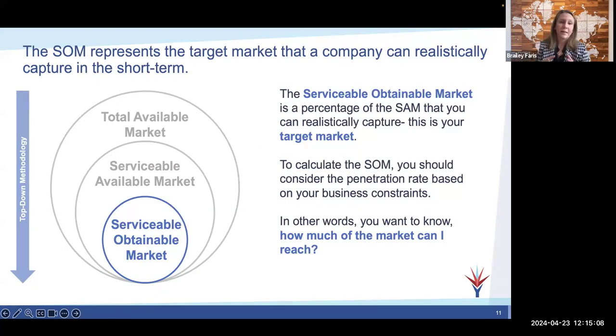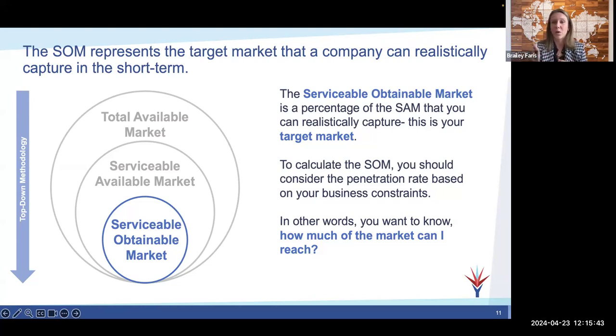And then finally, we get to the SOM, which is the target market that a company can realistically capture in the short term. In comparison to the SAM, which is the market that you can capture based on external factors, the SOM is really focused on the market that you can capture based on internal factors to the company, for example, your business model or distribution and sales channels. To calculate the SOM, you'll estimate a penetration rate, which is the number of customers acquired compared to the total market.